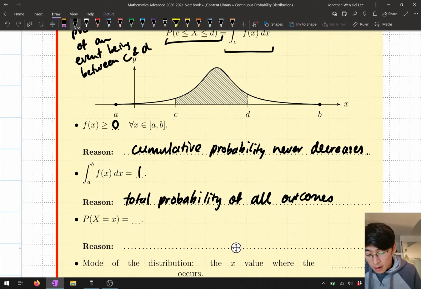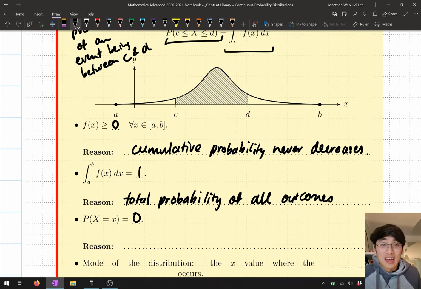The other thing is P of X equals a particular value is always going to equal 0. I'm not quite sure about this one. I'll check that up for you and hopefully give you an answer before our online class.